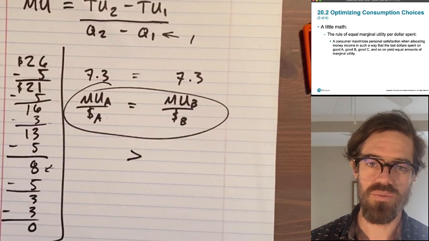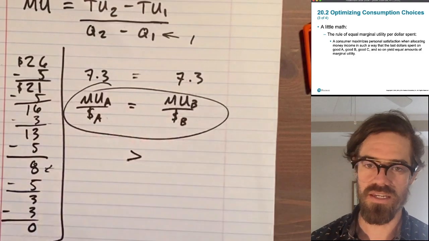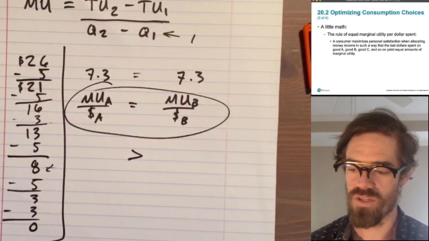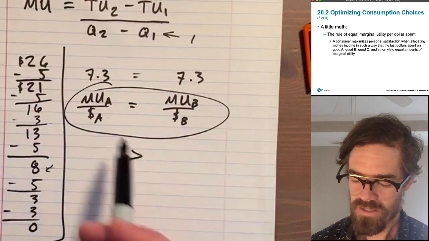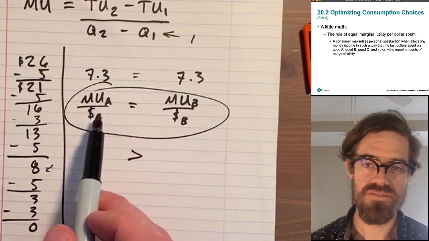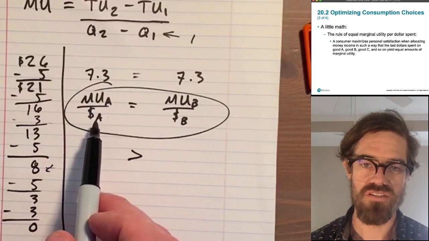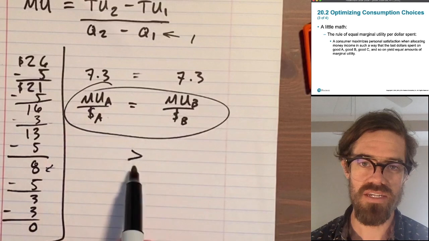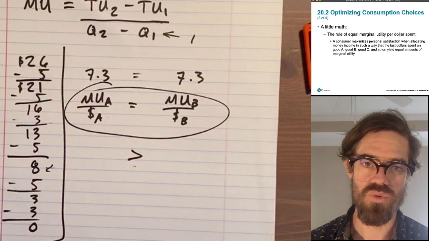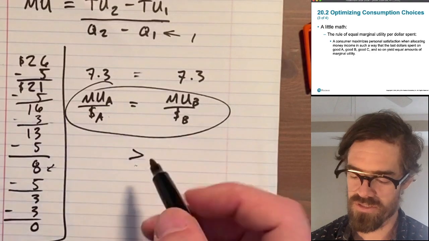This is exactly what we saw when we were going through the steps, getting to consumer optimum in that last exercise that we went through. Because it's basically saying A gives the consumer more satisfaction for their money than B does, if this is true. So they should consume more of A and less of B. That will help them get a higher total utility.